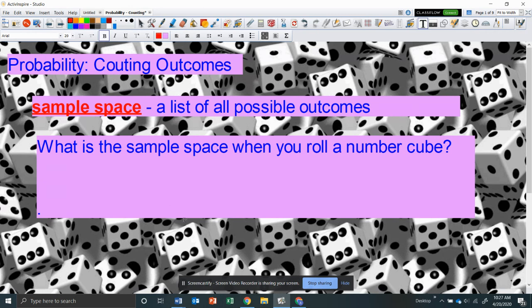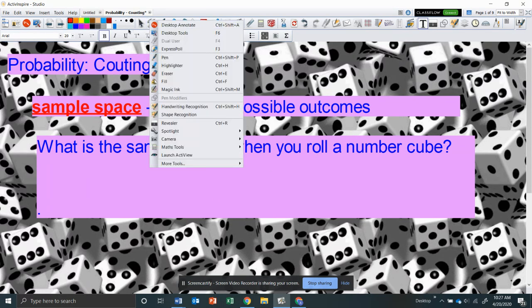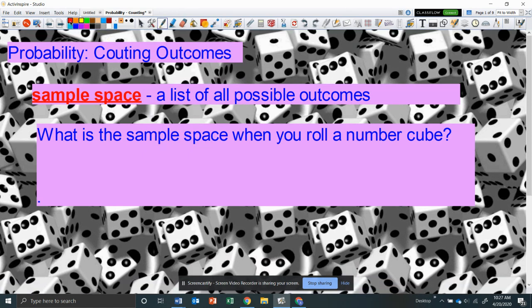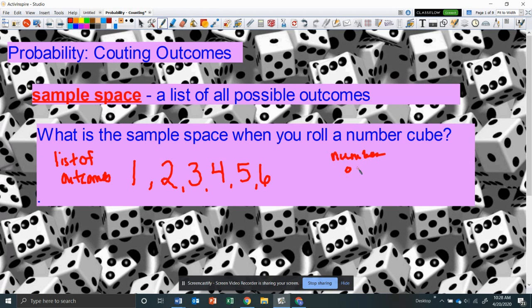So if I ask you what's the sample space when you roll a number cube, I think you could probably all tell me that the things that can happen would be you can roll a 1, you can roll a 2, you can roll a 3, a 4, a 5, or a 6. So this is the list of outcomes. And if I ask you for the number of outcomes, you would tell me that there are 6. So this is the list, and that's the actual number.